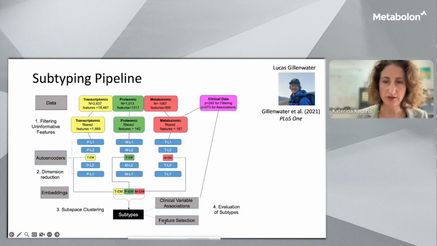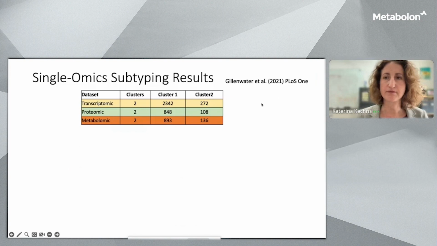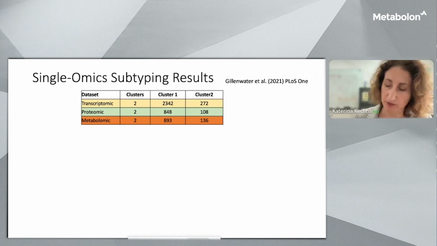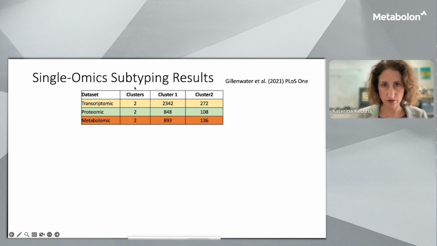I don't have time to go into the feature selection, but I'll talk about the clinical variables. This was performed by a former MPH student in our program, who's now a PhD student, Lucas Gillenwater. In this, we first wanted to look at each omic separately, as a baseline. So I'll show you that first.